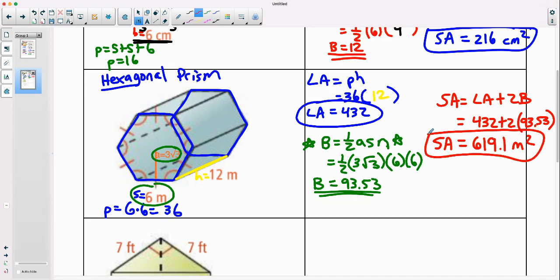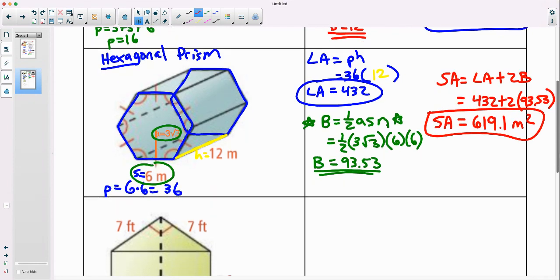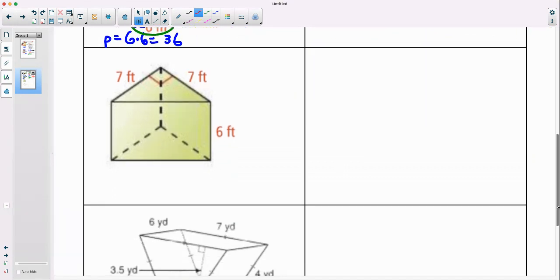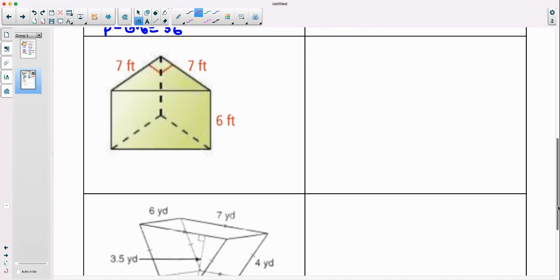So that blue answer is without the hexagons added in, and then the red answer is when the base is added in. Sorry, they're making an announcement right during my video. All right, so then two left.